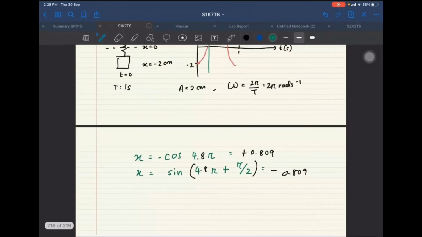Okay, so let's try one more time. If this is negative, do we get the same? 4.8 pi minus pi over 2 gives positive, sir. So this one is the actual identity.